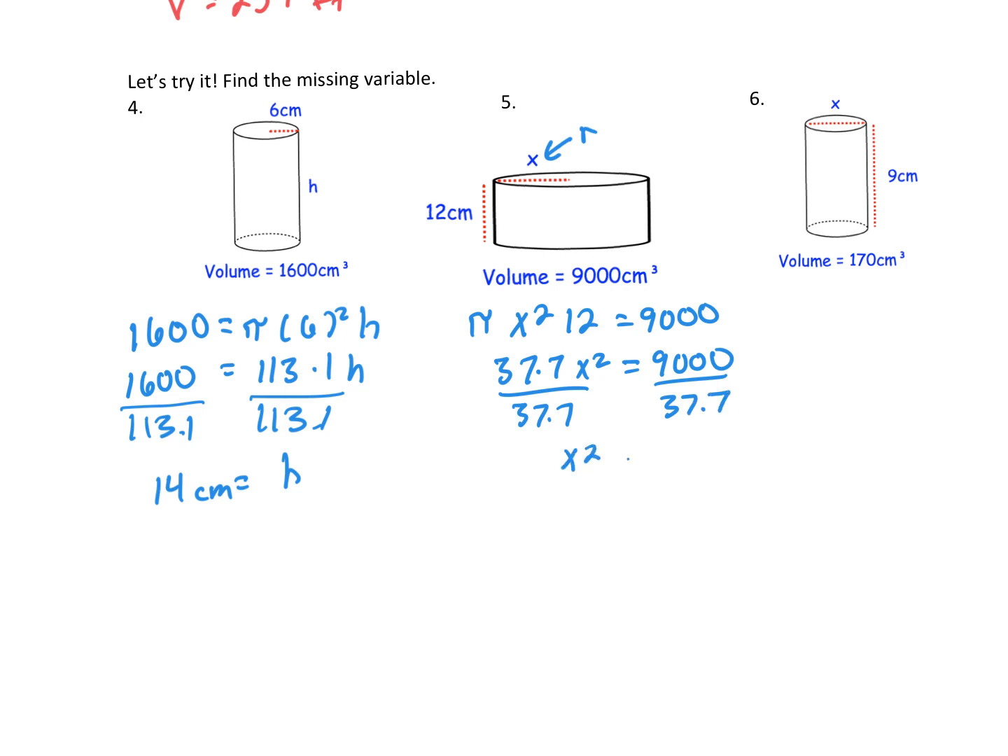X squared is then about 238.73 on the calculator. We need to then square root both sides to actually find what x is. X, or our radius, is about 15.45 centimeters.